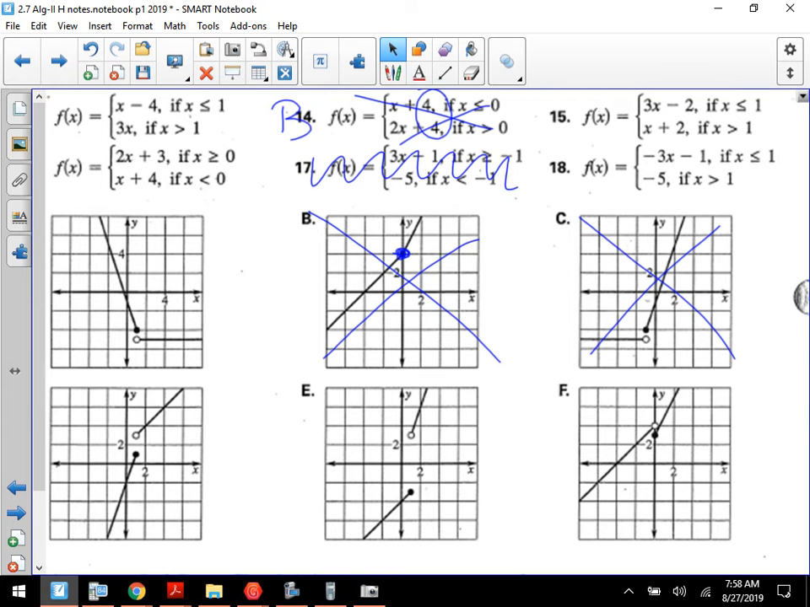Which means by process of elimination, what does F have to be? It has to be at 16, because if you look at it, you have 2 different intercepts. You have one at 3, and you have one at 4. Pretty quick and easy.